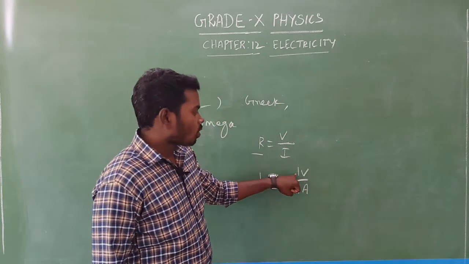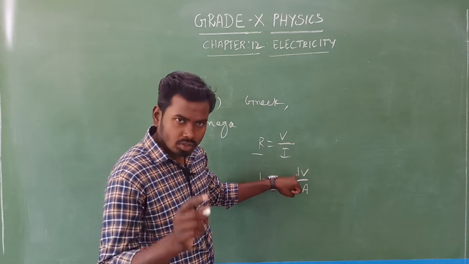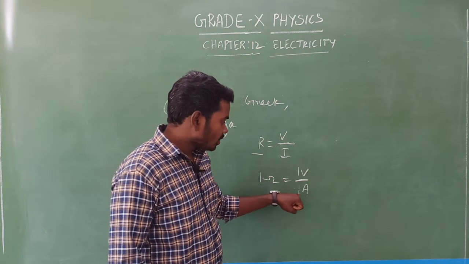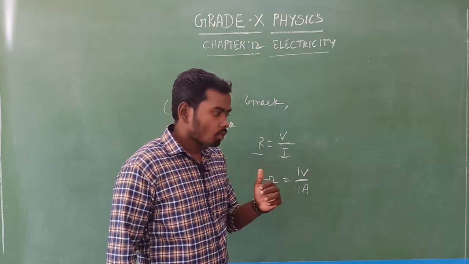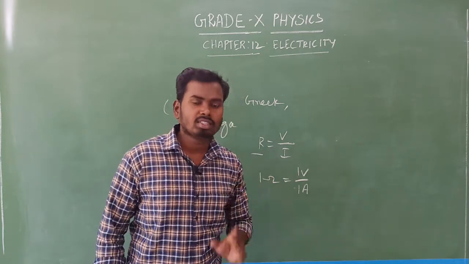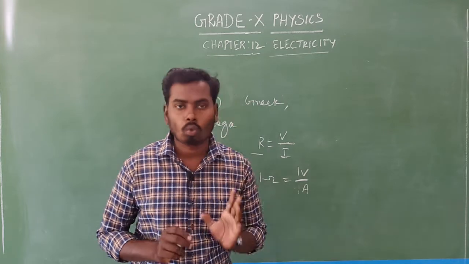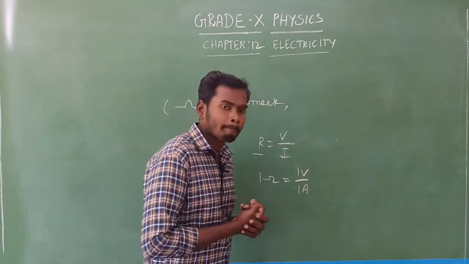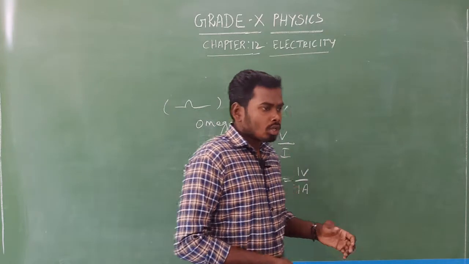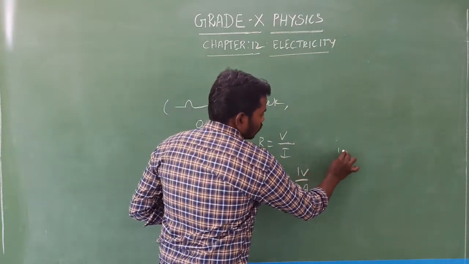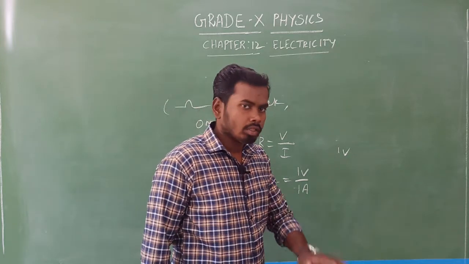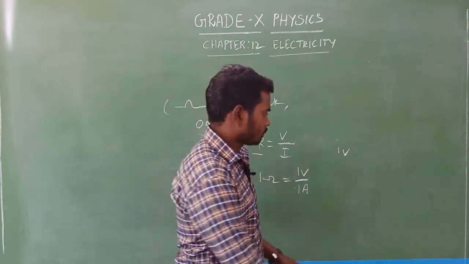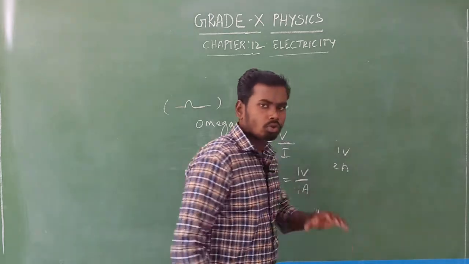When 1 volt potential difference is applied across the two ends of a conductor, and 1 ampere current flows through it, then the resistance of the conductor is said to be 1 ohm. Suppose 2 volt potential difference is applied across the two ends of a conductor. Then 2 ampere current flows through it.